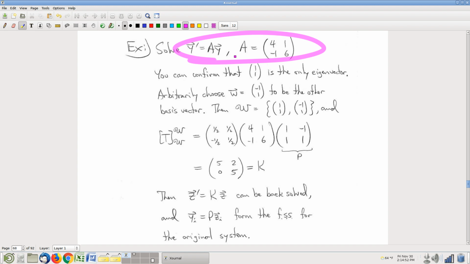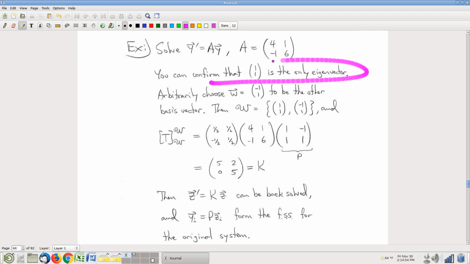Disappointing. You can do some algebra and confirm that that's an eigenvector, 1, 1. And for whatever reason, it doesn't matter, I'm going to pair up that eigenvector with just any old vector. I'm going to pick negative 1, 1. I suppose if I'd been a little bit lazier, maybe I should have picked 0, 1 or something. I don't know. It doesn't matter. So let's pick negative 1, 1 because that's already here.